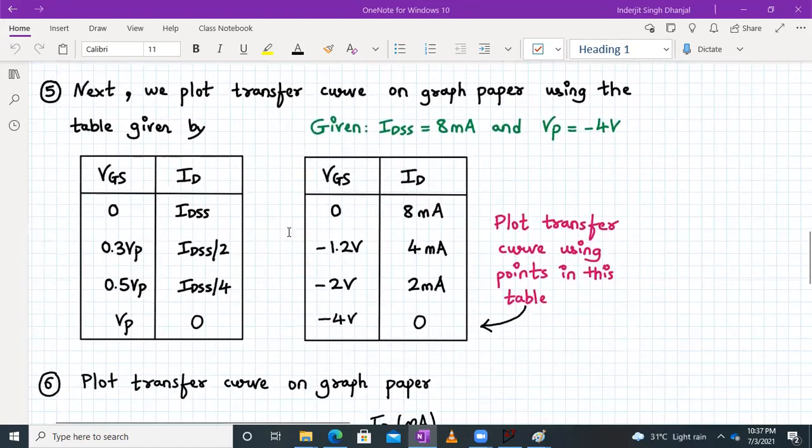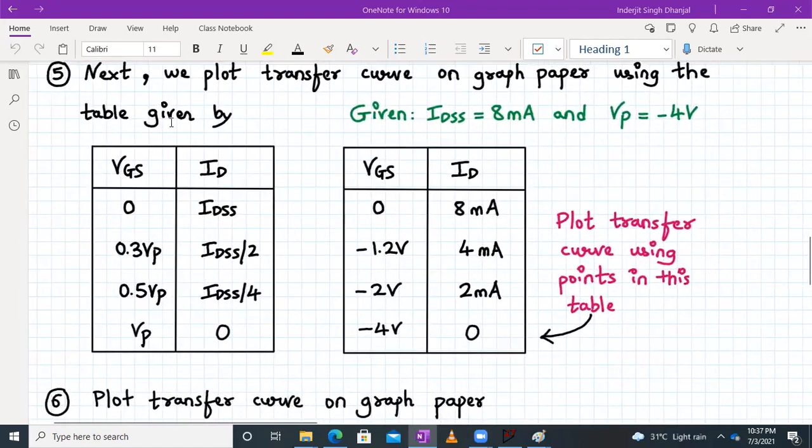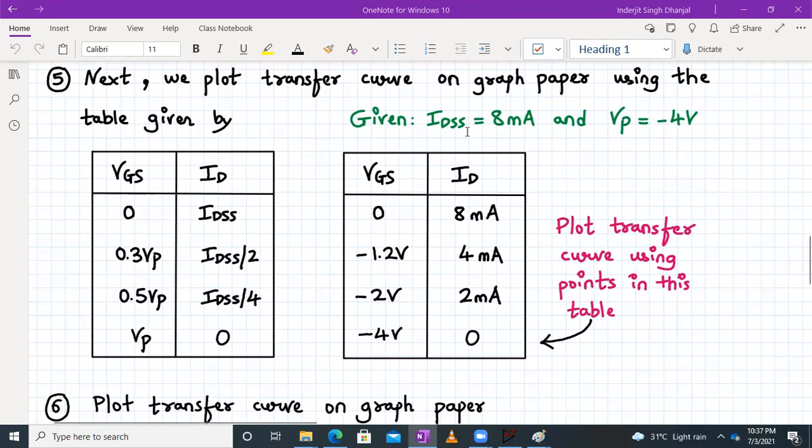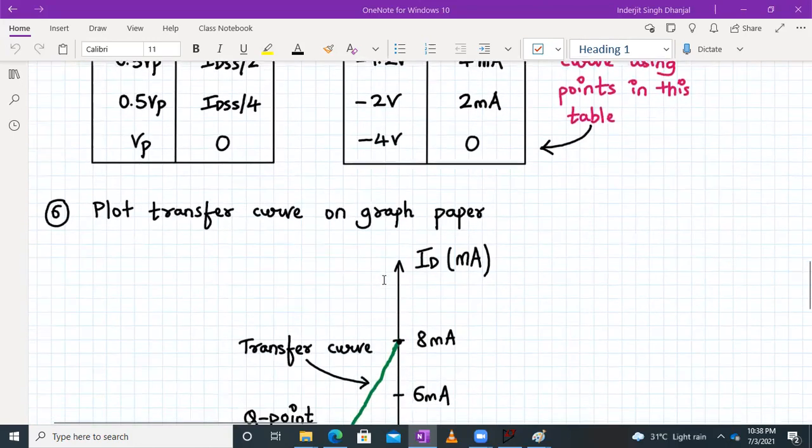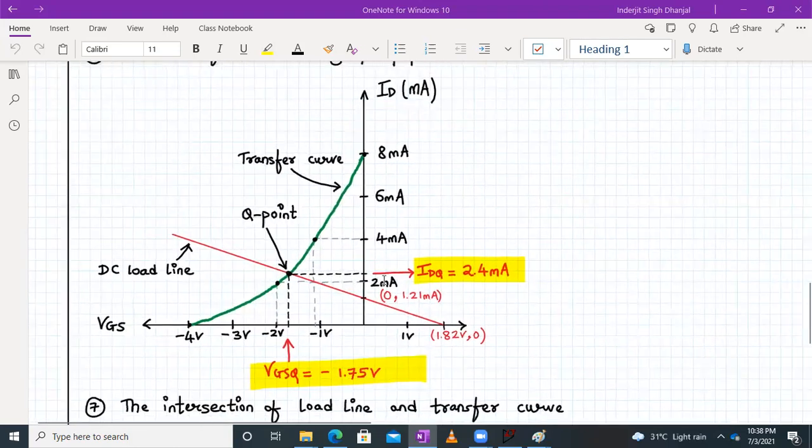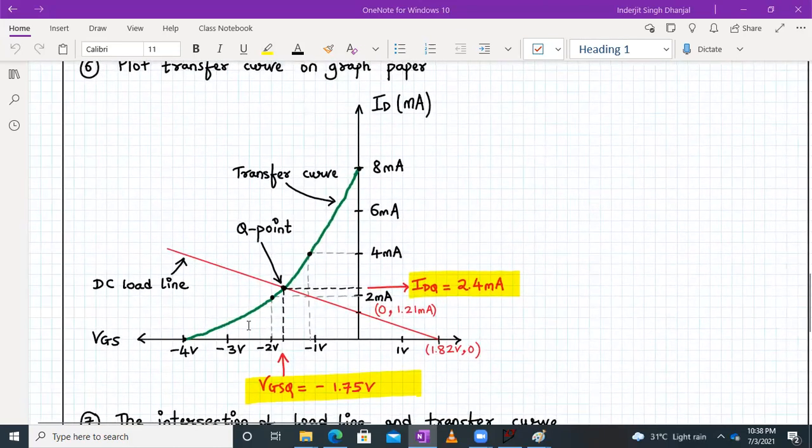Next, we plot the transfer curve on the graph paper using this following table. We have already seen how to get this table, and we plug in the values of IDSS and VP. So we get these new values of ID and VGS over here. For VGS equal to 0, ID is 8 milliamperes. For minus 1.2 volt VGS, ID is 4. For minus 2, it is 2 milliamperes, and for minus 4, it is 0. So using these 4 values, we have to plot the transfer curve on the graph paper to the scale.